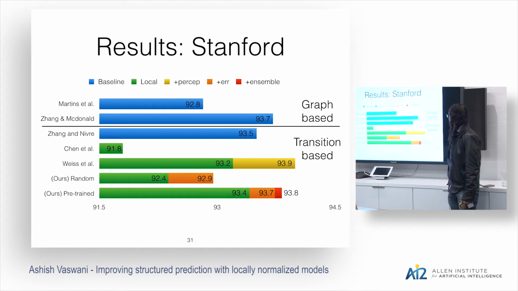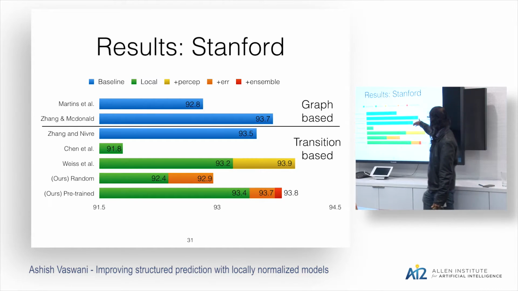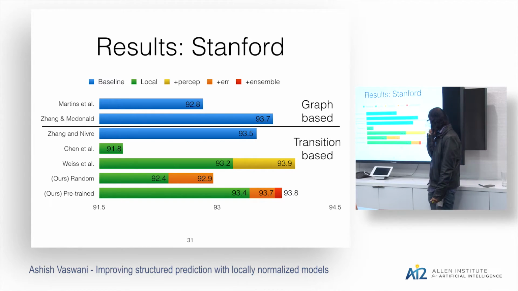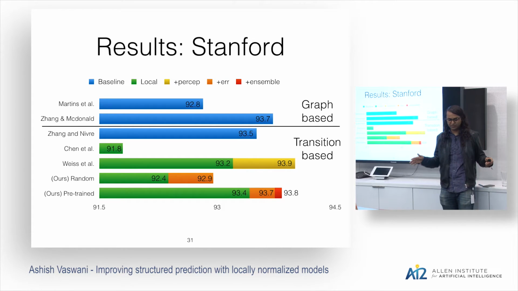Now for accuracies. These are the graph-based parsers in the literature. Martins et al. is the turbo parser. Zhang and McDonald is a higher order graph-based parser that uses cube pruning. Zhang and Nivre is a transition-based parser that uses a really expressive feature set. They use a lot of feature templates. They have a lot more features than we use. We only use feature types. We don't do conjunctions because we rely on the neural network to do conjunctions for us.